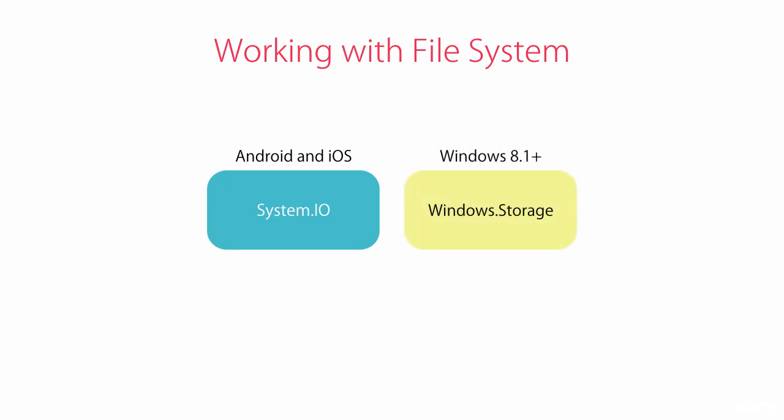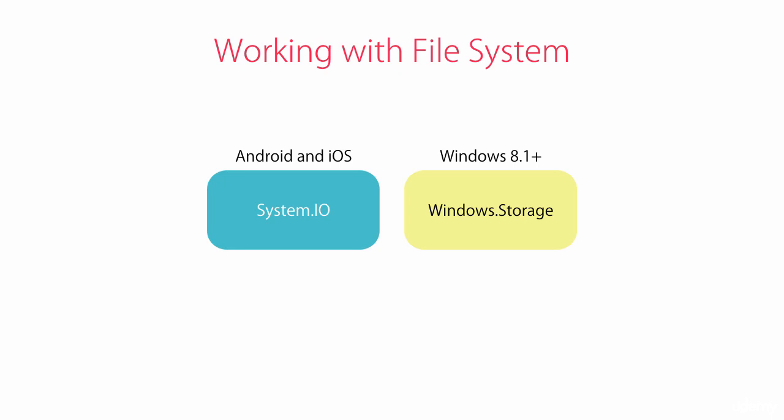But starting from Windows 8.1, Microsoft designed a new model to work with file system. So we have a different namespace with different classes, and all the methods are different in terms of naming, in terms of their signature, and all of them are asynchronous. So we have different models to work with file system across these platforms. Now you might ask, okay Mosh, with these differences, how are we going to use file system in our applications?